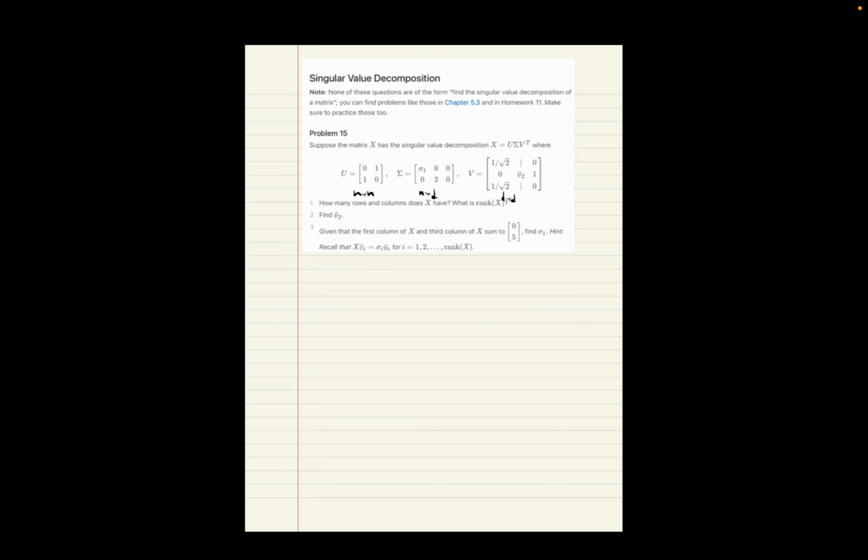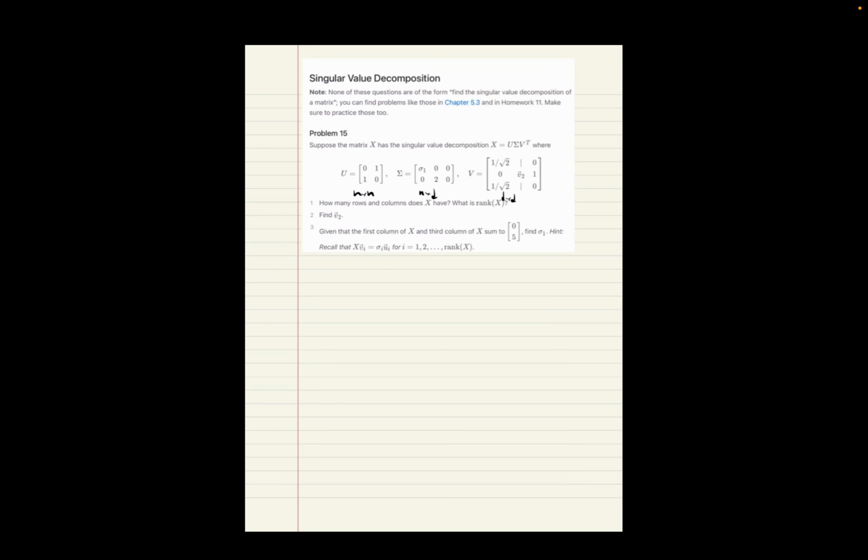Hi, welcome to the solutions to problem 15 of the post-midterm review. In this problem, we're not given the matrix X, but rather the singular value decomposition and the matrices for it, U, sigma, and V. So for the first problem, how many rows and columns does X have? What is the rank of X?